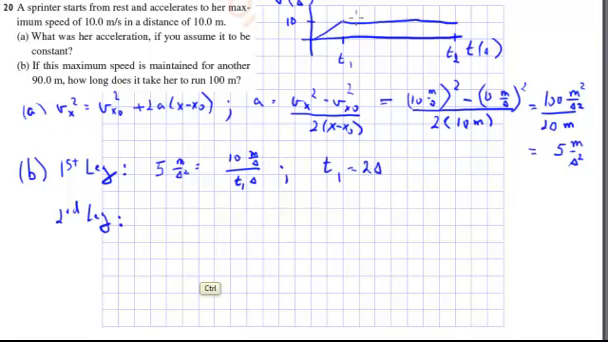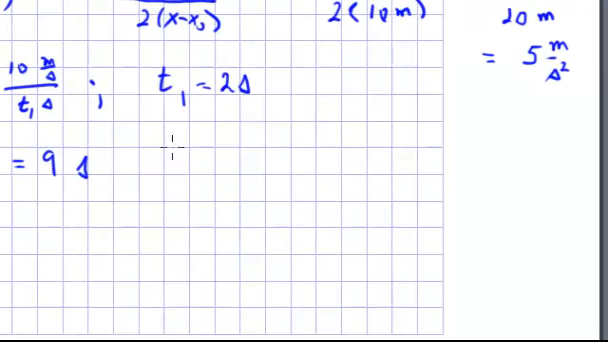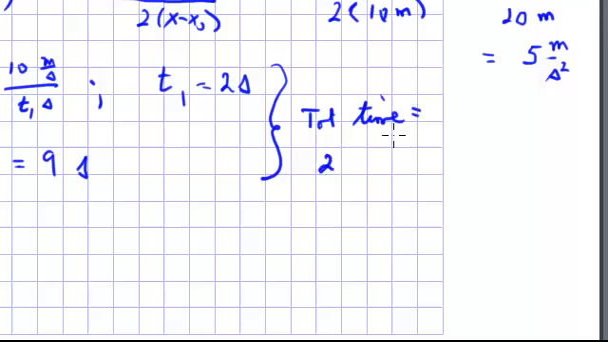Second leg, the runner is running at a constant speed, and there is 90 meters to run. She's running at a speed of 10 meters per second. Meters divided by meters per second gives me seconds, and that's going to give me my time, which is going to be 9 seconds. So the total time is the sum of those two. 2 seconds plus 9 seconds. Total time is 11 seconds.